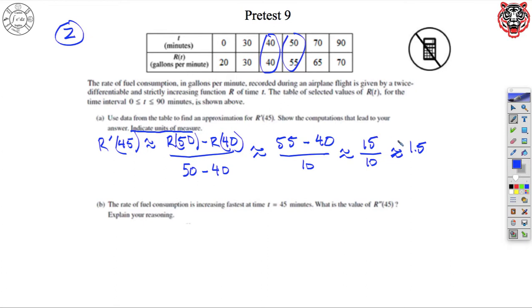So, indicate units of measure. Our units here, we're taking all of this stuff, this is going to be gallons per minute, or gallons per minute squared. Okay, so this is actually the one where you have to have the units correct in both A and, no, sorry, that's number 3. I'm thinking way too far ahead.